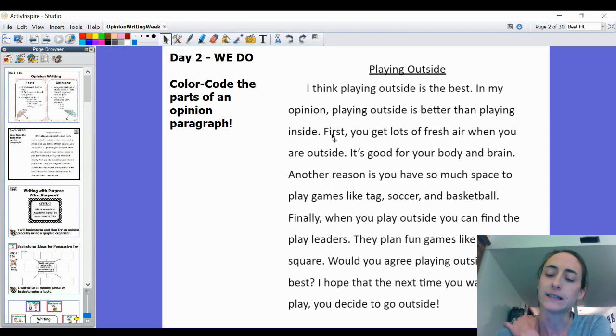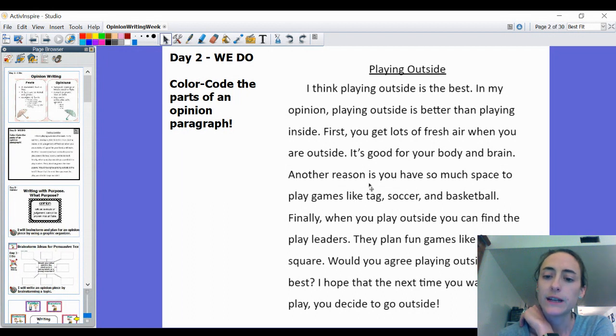Then we went with our reasons, like first, you get lots of fresh air when you are outside. And then we attach this example to that reason. So you get fresh air, which is good for your body and your brain. Okay, another reason, so we use these sentence starters, is that you have so much space to play games like tag, soccer, and basketball. Finally, when you play outside, you can find the play leaders. So this was the third reason.